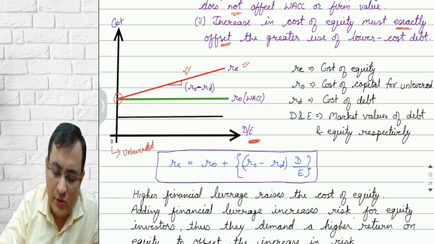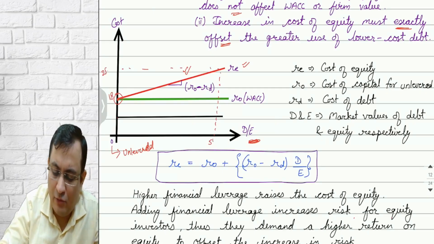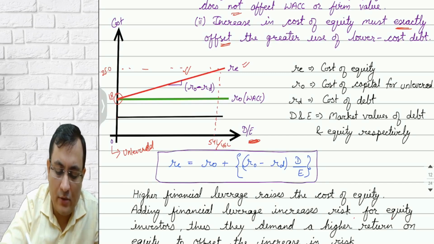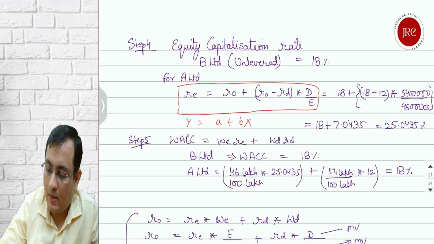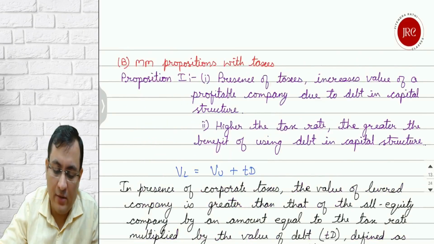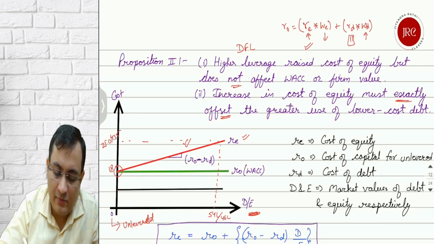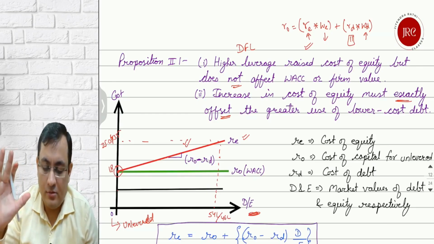And as you increase your debt in the capital structure, from 18 it will move higher. For 54 lakh rupees of debt in your capital structure, 54 lakh upon 46 lakhs, your cost of equity will increase from 18 to 25.0435. So this is the MM approach without taxes.